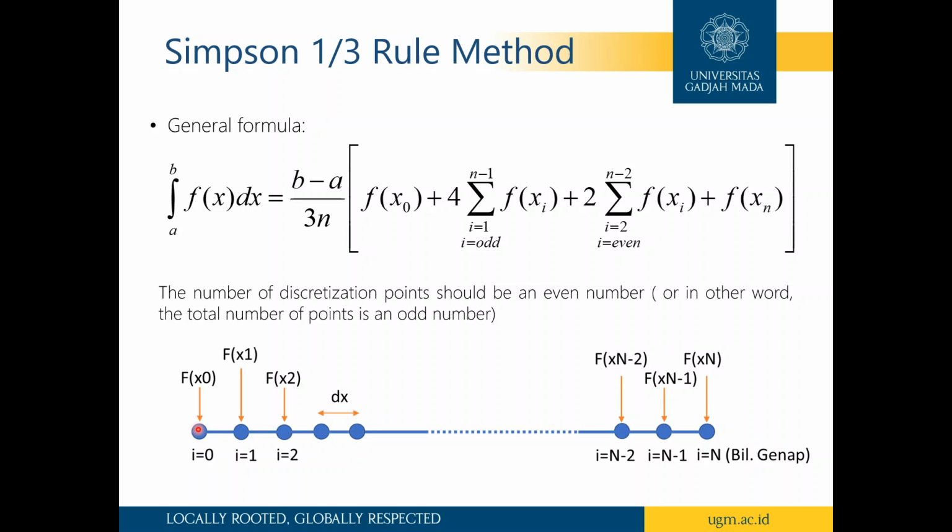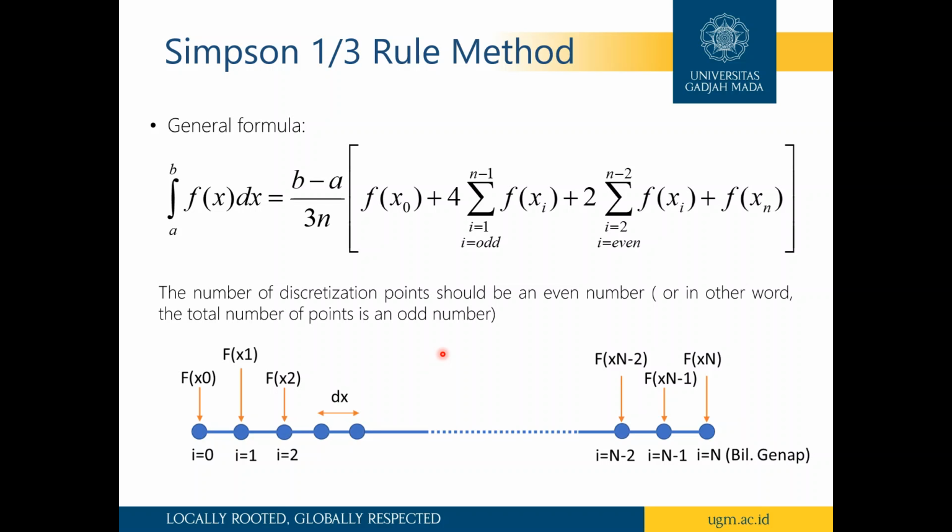We have a number of points: i equal to 0, i equal to 1, and finally i equal to n. For each point, we evaluate the value of f(x), and then from this f(x), we multiply the odd positions by 4, the even positions by 2, sum them all, and multiply with (b minus a) over 3n. So I'm not going to focus on the numerical method of Simpson.